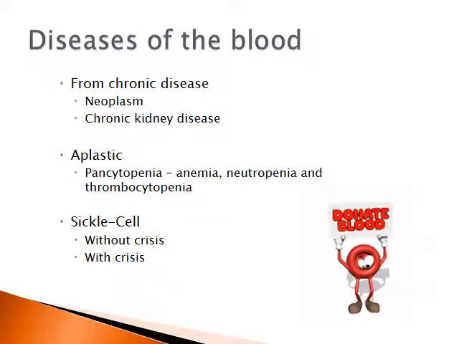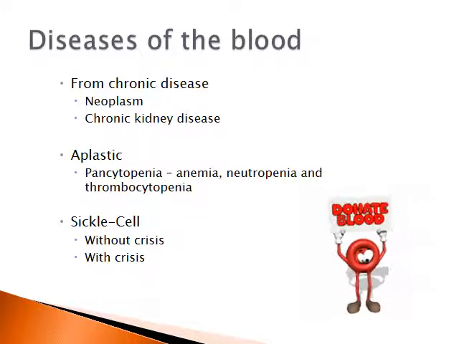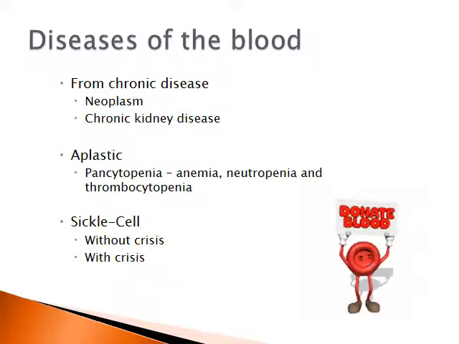One type of aplastic anemia is pancytopenia. Pancytopenia includes anemia, neutropenia, and thrombocytopenia. A separate code for these conditions would not be assigned when assigning the code for pancytopenia.